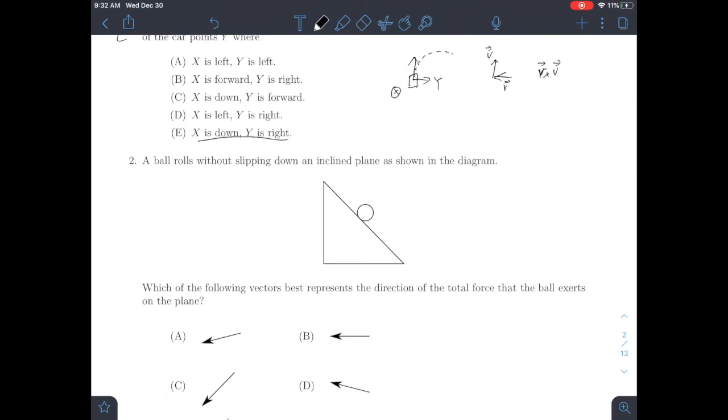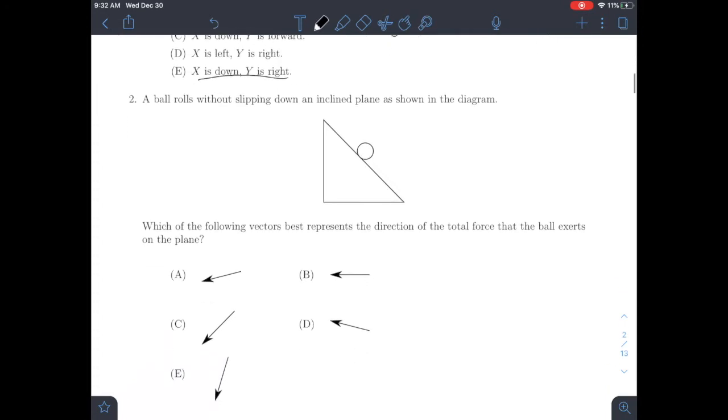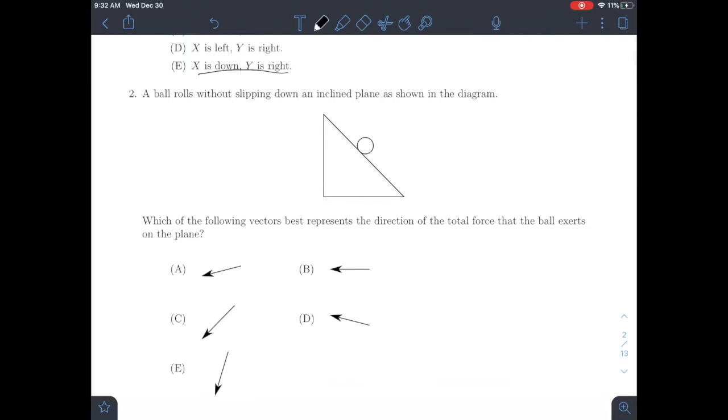The second question: a ball rolls without slipping down the inclined plane as shown in the diagram. Which of the following vectors best represents the direction of the total force that the ball exerts on the plane? First, we can see there is a gravitational force pointing downwards, which causes a normal force. But also there is a friction force which keeps the ball rotating. Friction force is pointing upward, so by Newton's third law it will point downwards on the plane. Then we add these two forces together, we get a shape that is kind of C or E. C is just the normal force, so the sum should be E. Right, a little bit steeper.